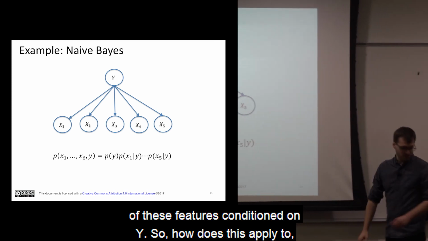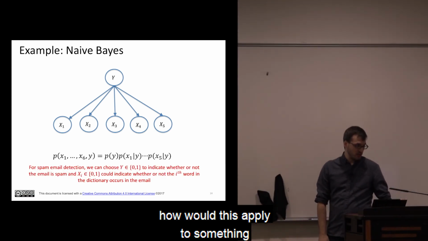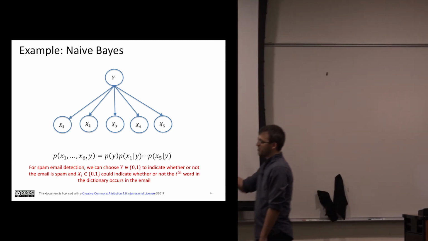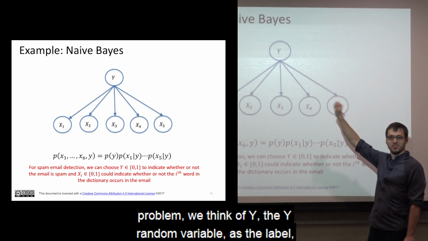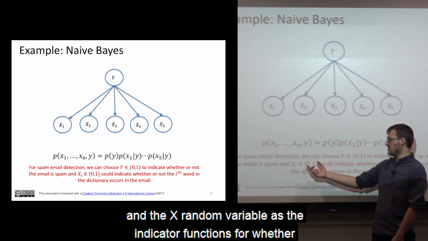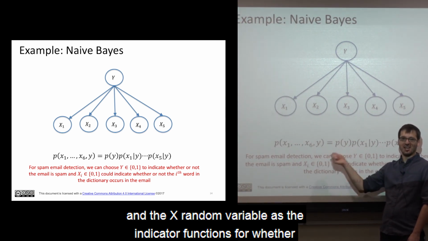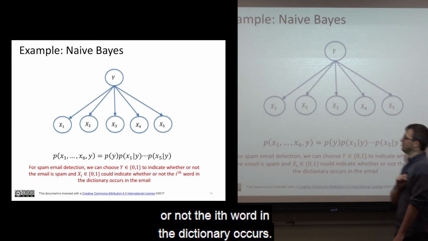So how will this apply to something like our spam email classification task? Again, remember in that particular supervised learning problem, we think of y, the y random variable, as the label, and the x random variables as indicator functions for whether or not the ith word in the dictionary occurs.